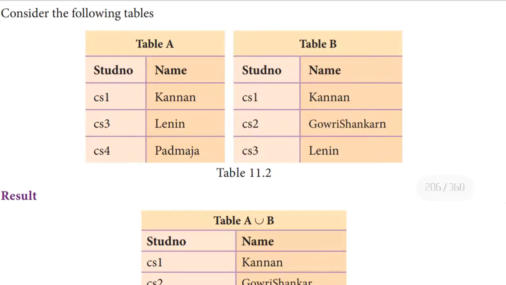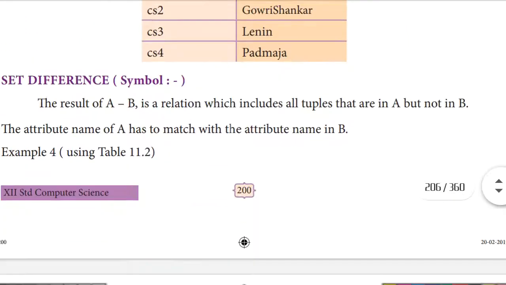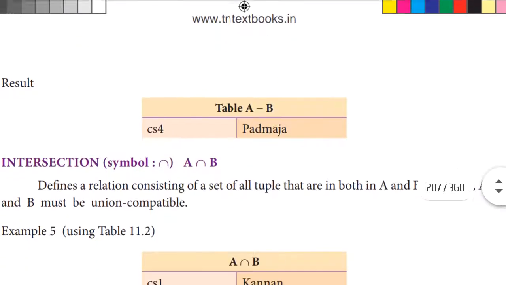Let's see the tables. If you see table A and table B, CS1 is here and CS1 is also here, CS3 is here and that is also here, but CS4 is not in table B. So what is the condition? The data is in table A but must not be in table B, and only that data we display in set difference. So CS4 is only available in table A. That's why only CS4 is displayed.